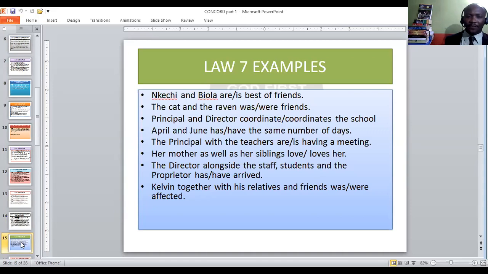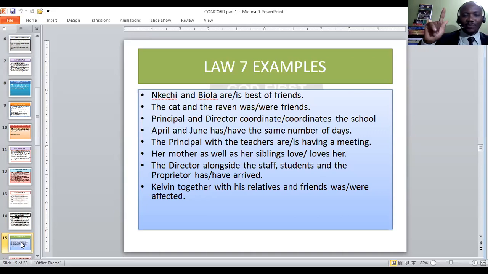Now look at: the principal with the teachers are or is having a meeting. Now "with" is a subordinating conjunction. So the first noun, principal, will control the verb. If it is singular, the verb will be singular. If it's plural, the verb will be plural. Whether teachers or any other thing that comes after it will not help in controlling the verb and will be irrelevant. So we say the principal with the teachers is having a meeting. Yes, the principal.